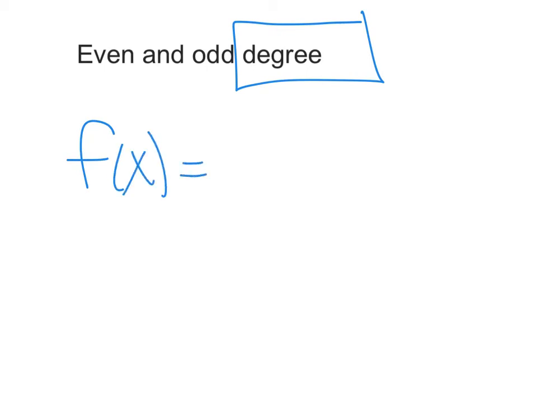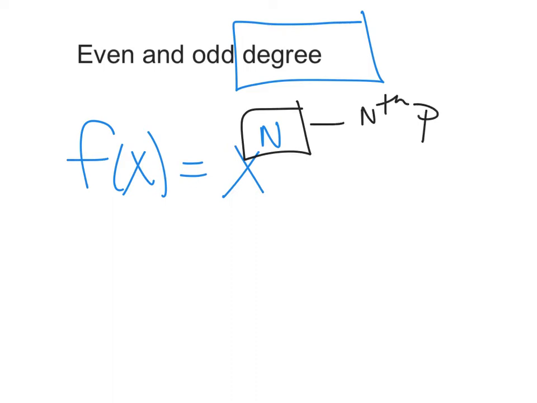Okay, so now switching gears completely on you. There was even and odd functions, and now notice this big difference here. This is even and odd degree. And what is a degree? Well, if I say f of x equals x to the n, the degree is the nth power. Okay, so now we're talking about the degree, not symmetry, so to speak.